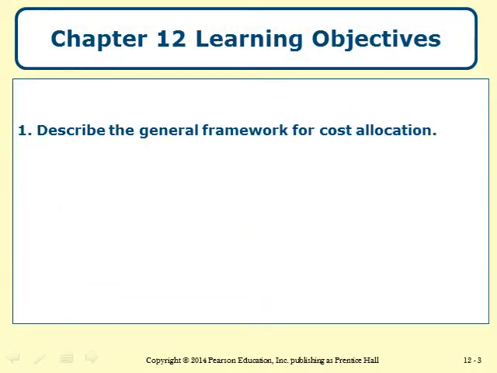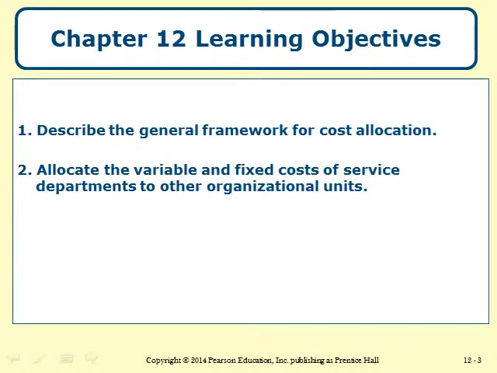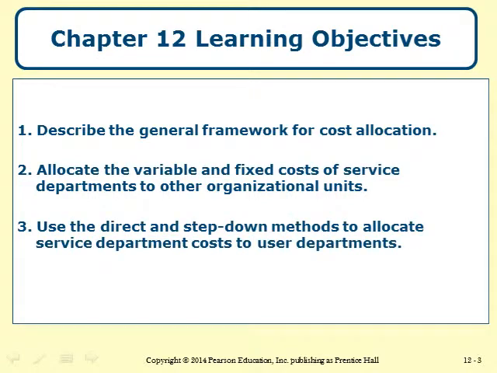Once we're done with this chapter, what we want to be able to do is to describe the general framework for cost allocations, understand how to allocate variable and fixed cost of service departments to other organizational units, and use the direct and step-down methods to allocate service department costs to user departments.